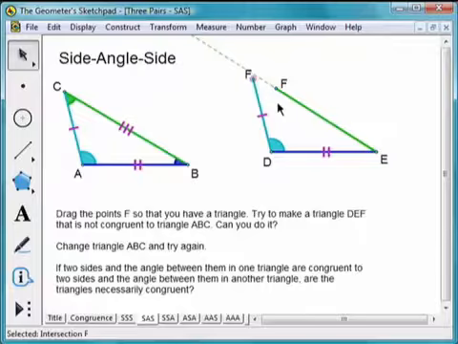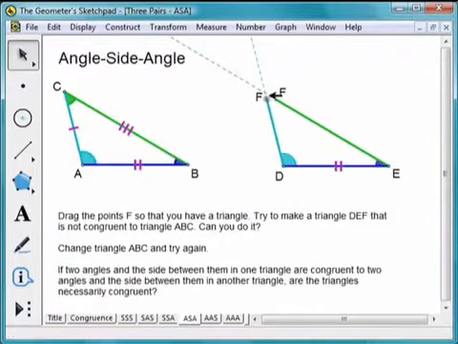You can see how different theorems like side-angle-side and angle-side-angle affect different triangles, so that you can see how they are congruent to each other.